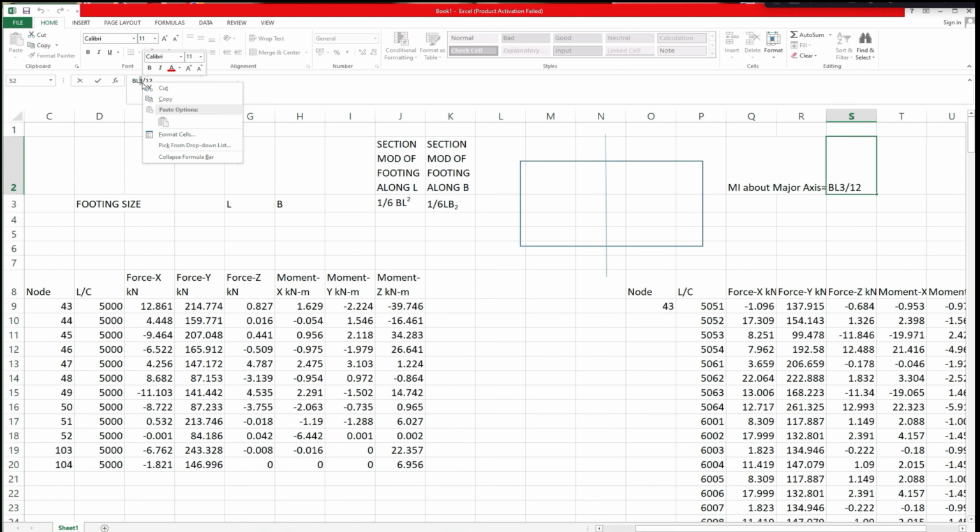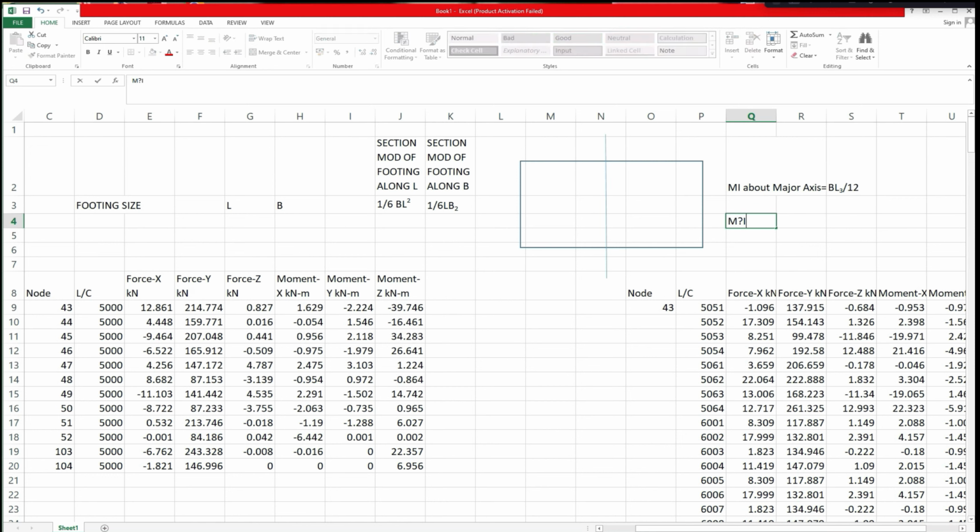BL cube. Now we know M by I is equal to F by Y. So basically M is equal to I by Y into F. F is usually the permissible stress. So this I by Y is called section modulus.